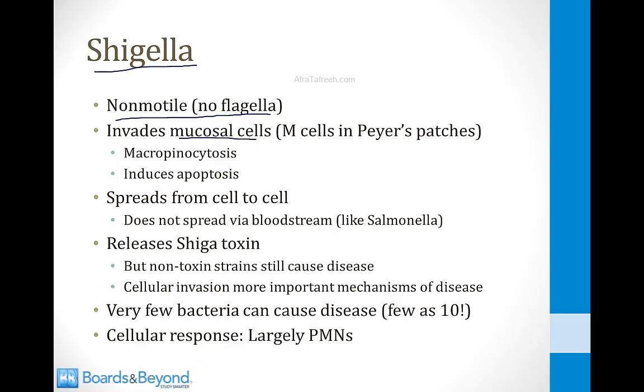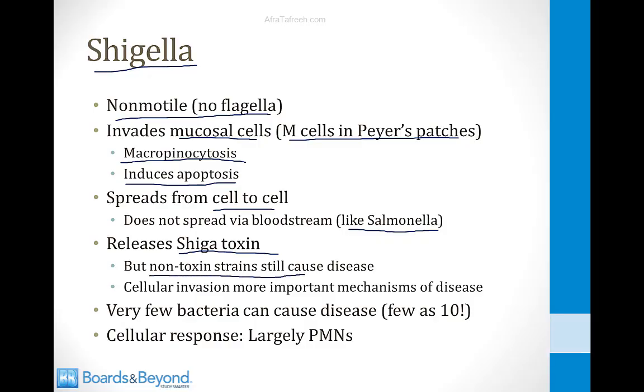Shigella invades mucosa cells. It invades the M cells in the Peyer's patches, and it does this in a very unique way. It triggers the cell to ingest it in a variant of endocytosis called macropinocytosis. And once it gets inside the cell, it induces apoptosis. It spreads from cell to cell, so it doesn't spread via the bloodstream like Salmonella. It jumps from one cell to the next, and it releases a toxin called Shiga toxin, and I talk about this in the module on virulence.